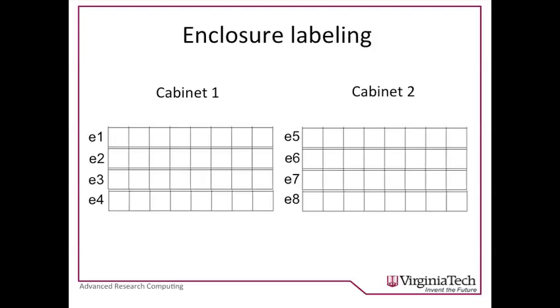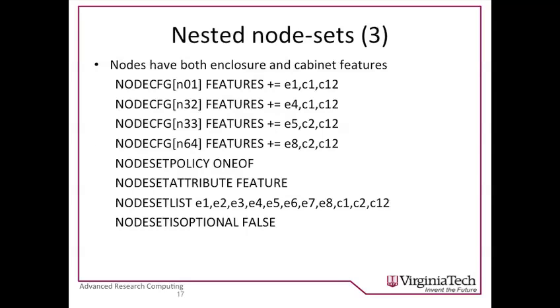The first cabinet has 4 enclosures, the second 4, so you now have 8 more labels. And for each node, we attach a new label, which is the enclosure to which it belongs. For example, the first 8 nodes here in cabinet 1 will have label E1. The next 8 nodes will have label E2, and so on. So now for each node, we actually have 3 features. In addition to C1 and C1,2, we have the enclosure to which the node belongs.